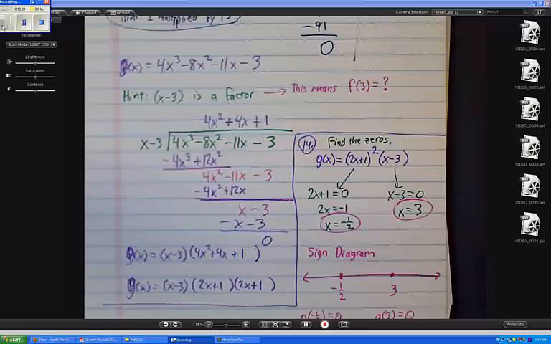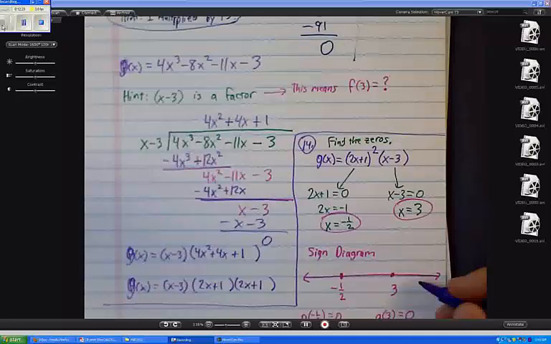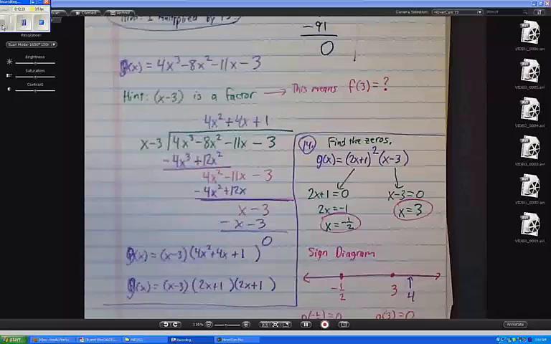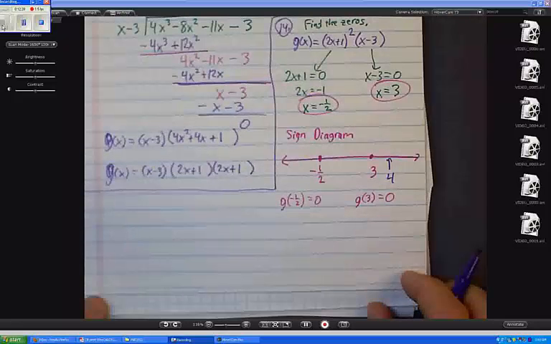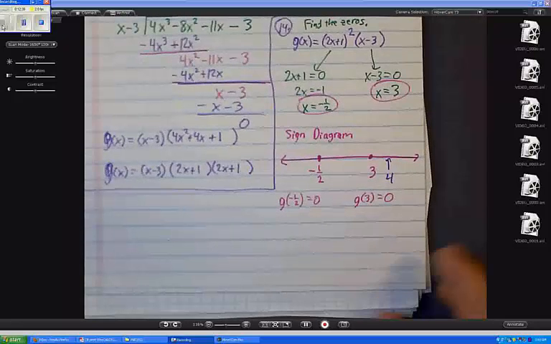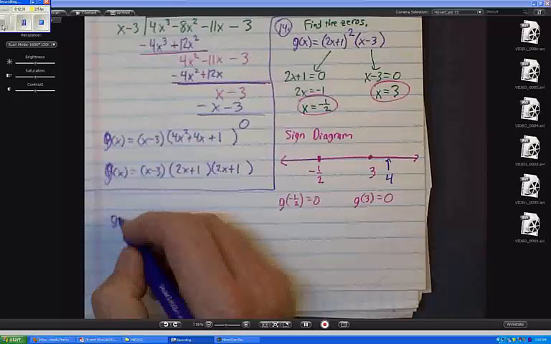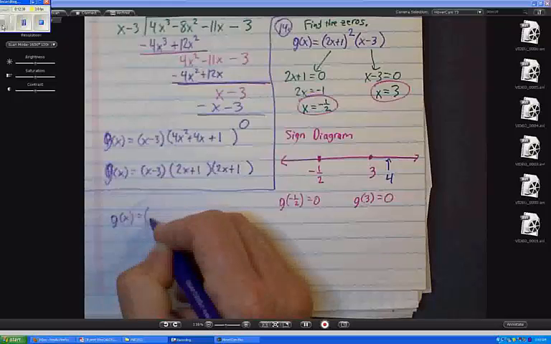That means what I really want to know now, guys, is what happens on this side of the zero, on that side of the zero, and that side of the zero. Okay. So give me a number bigger than 3. 4. All right. So let's try 4 as a test point. And so if I do some work over here, remember that g of x is this (2x plus 1) squared times (x minus 3).